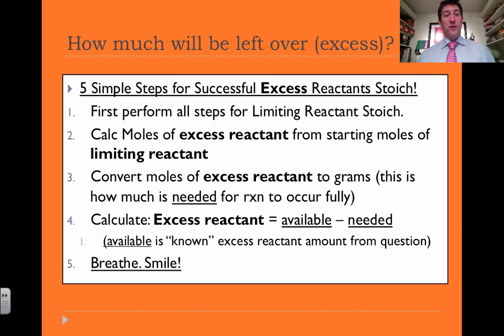And here's the 5 simple steps for successful excess reactants in stoichiometry, although of course there's 4, but number 5 is pretty important. And really, once you get to number 5 here, you are almost completely done with all the parts and pieces of stoichiometry. There's one more thing called percent yield, but it involves all of these things in just one more easy step, and I'll cover that one later on.